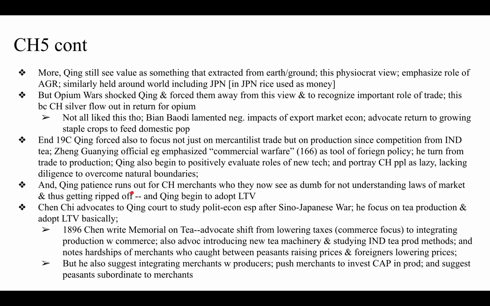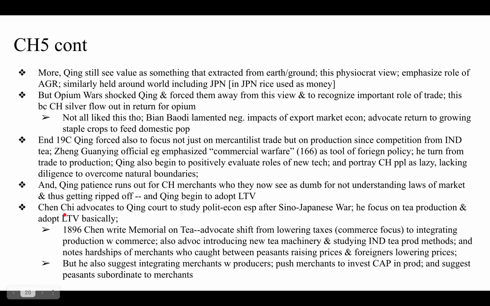And eventually then the Qing government ran out of patience with Chinese merchants, who up until this time had a very privileged role and who were really controlling all of the tea production process and getting a lot of the profits from this. But now the Qing government comes to see them as basically not very smart because they didn't understand how the market worked and they were getting ripped off, basically. So the Qing abandons these mercantilist views and instead adopts a labor theory of value.